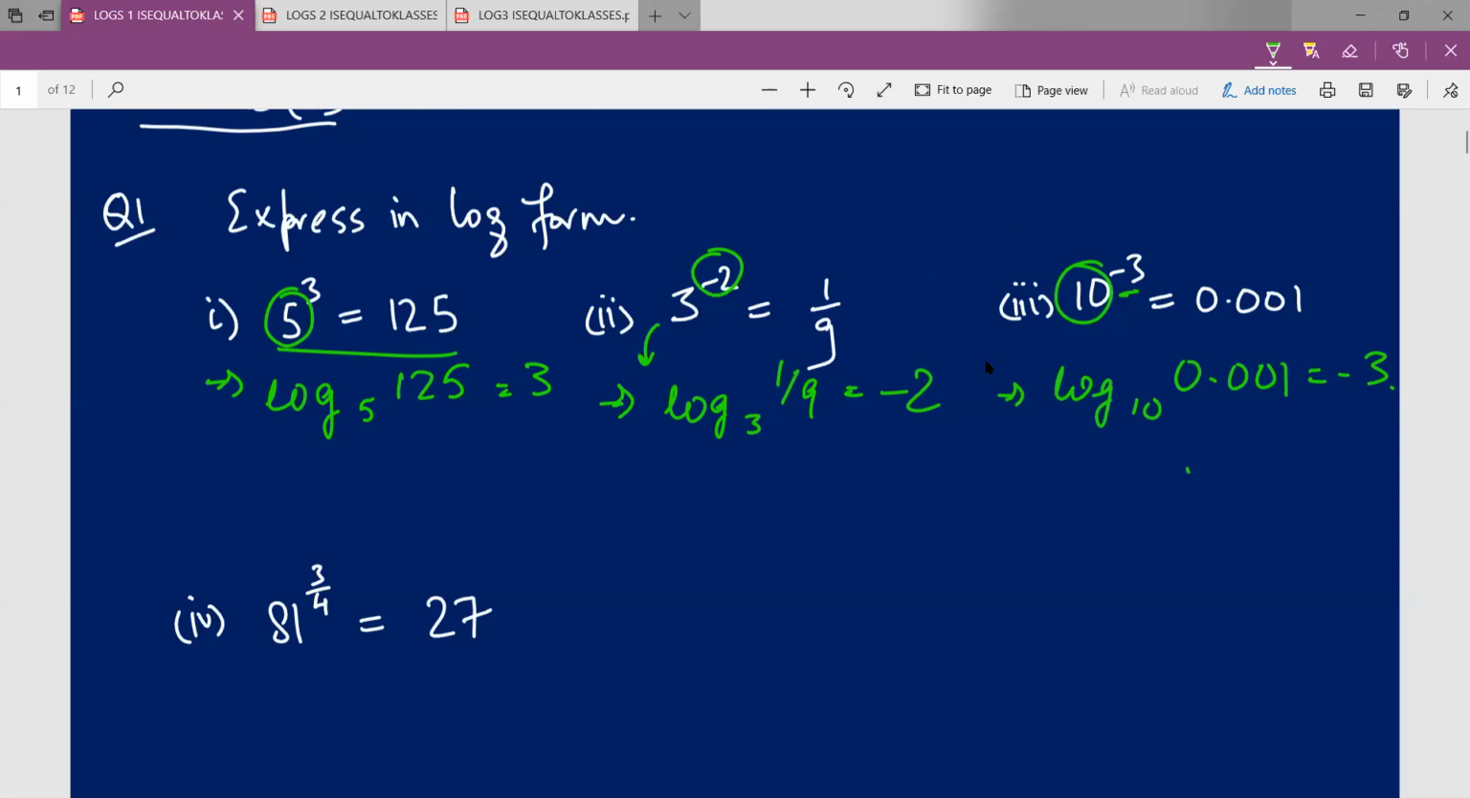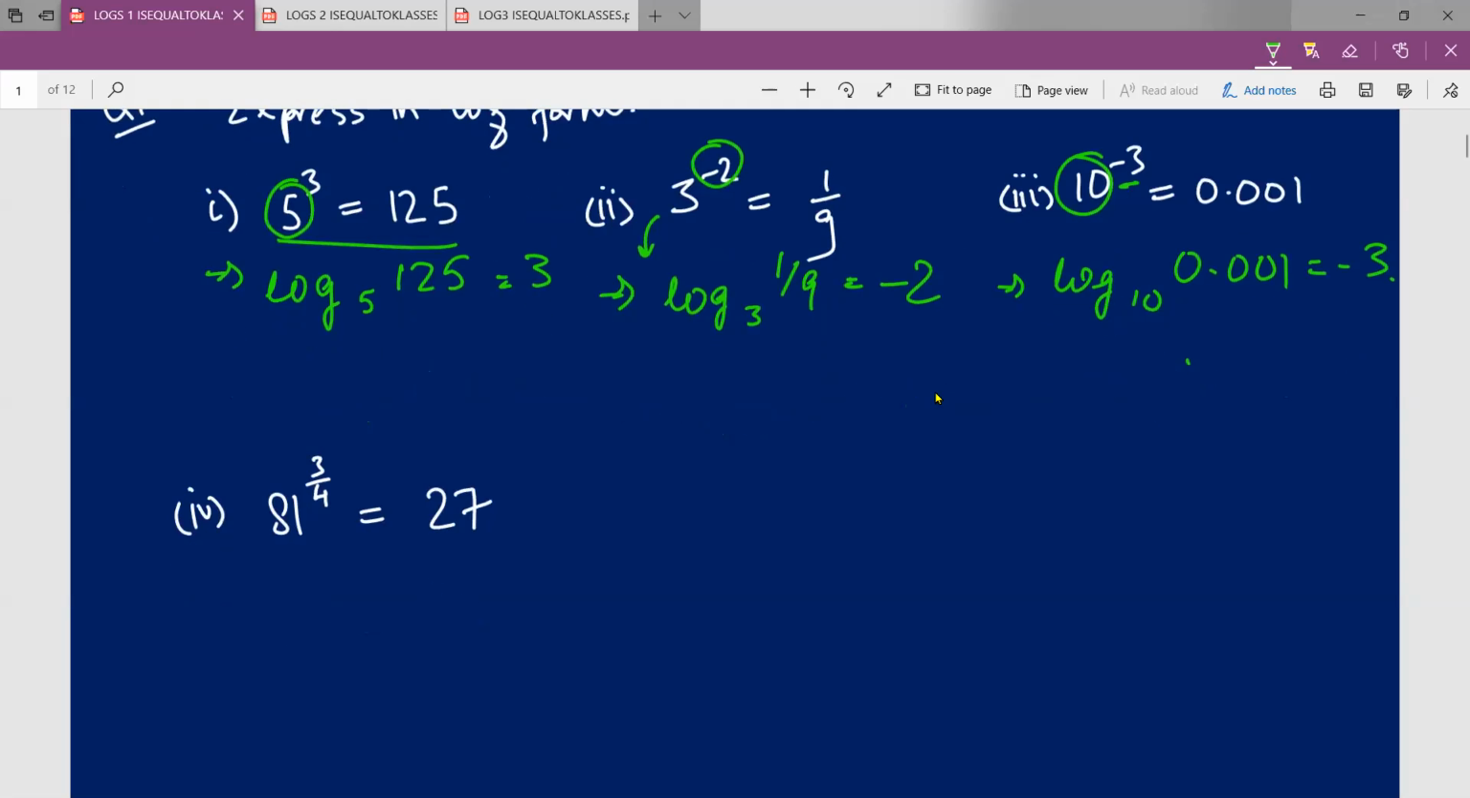Okay, so this is the answer to the third subpart. Moving on to the fourth subpart, that is 81 raised to 3 upon 4 is equal to 27. So exponents can also be in fraction. I hope you understand that.